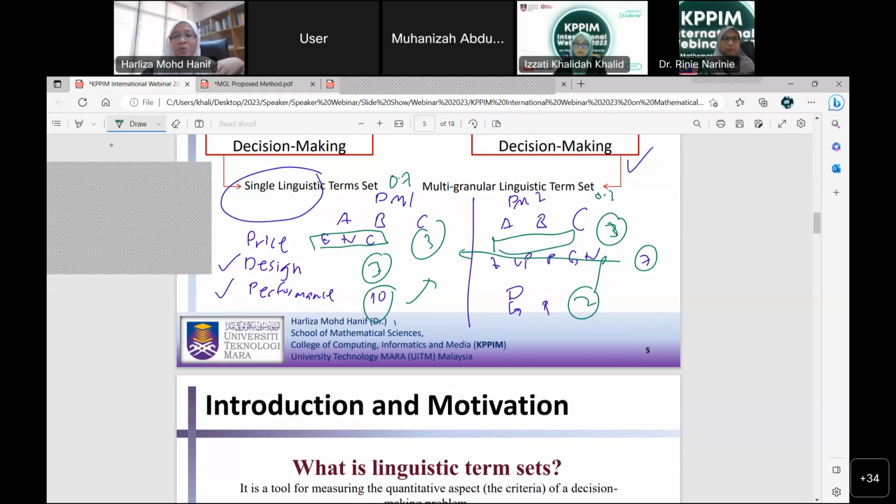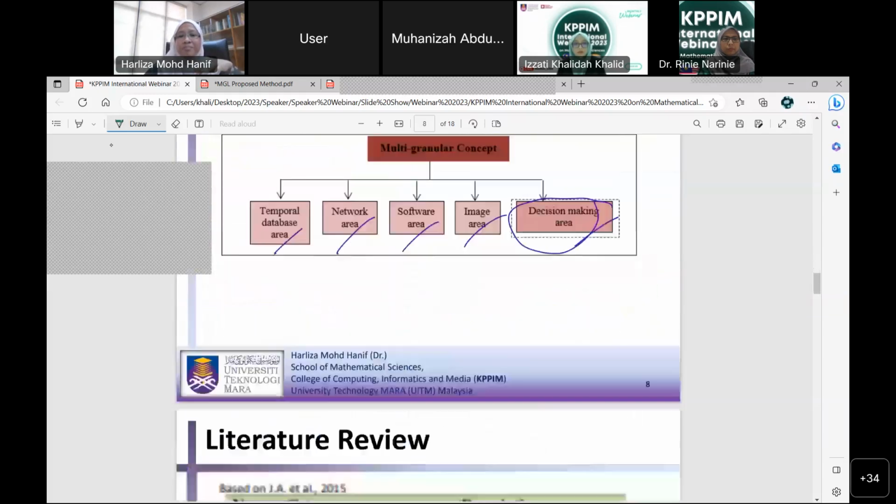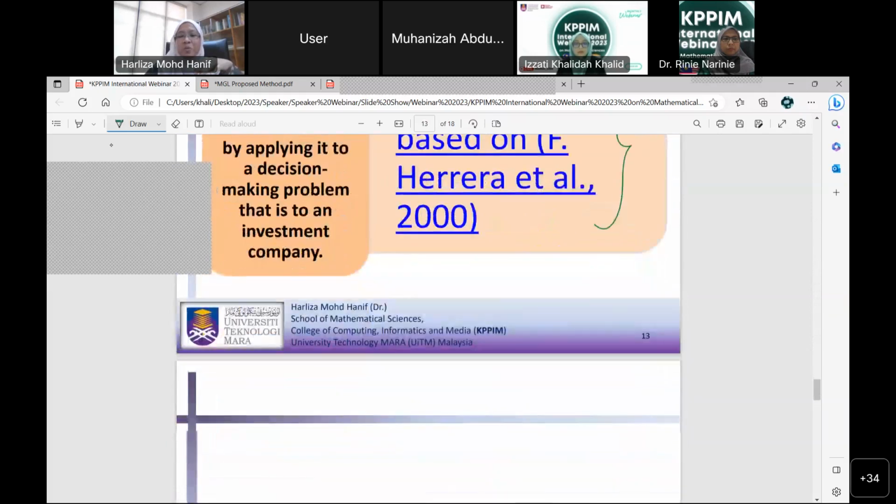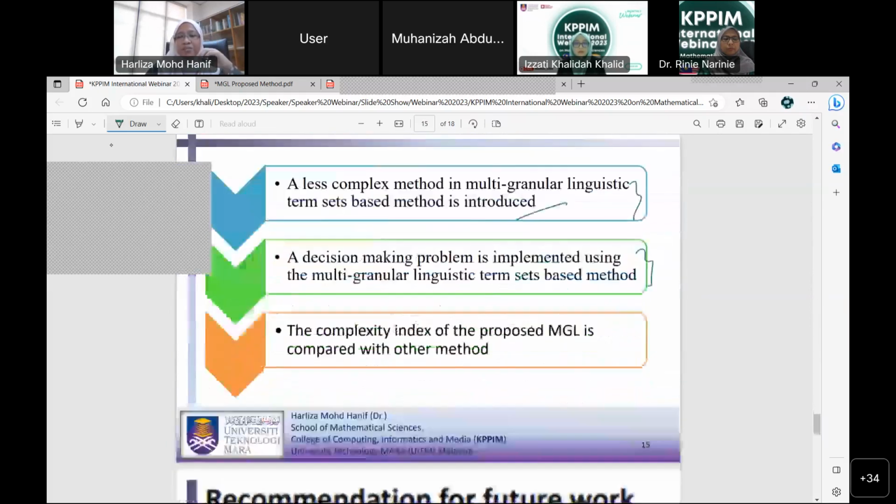I only have 0.3, but how to incorporate? We have to make more investigation. We have references in other methods, so maybe we can refer to that. And also the weightage of each of the criteria. Maybe the criteria for the price is very crucial, we are very concerned about the price, so maybe the weight for the price is 0.4. Design and performance of the car are equally important, so maybe 0.3, 0.3. So that is among the future work that can be incorporated in our method for now.